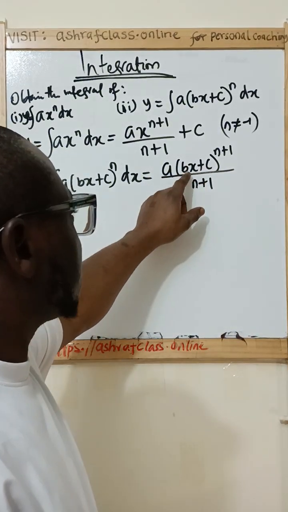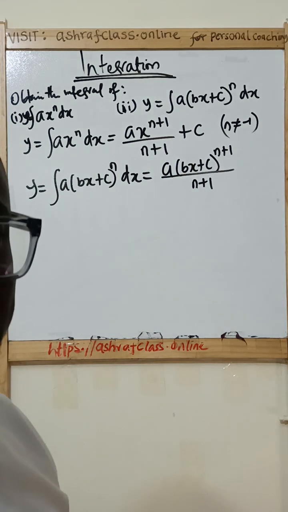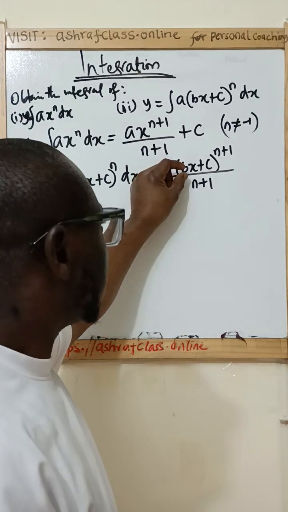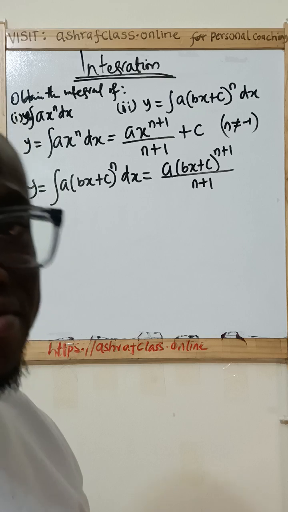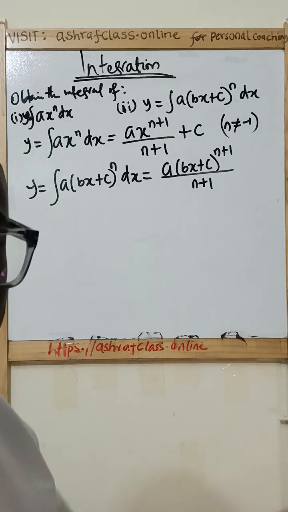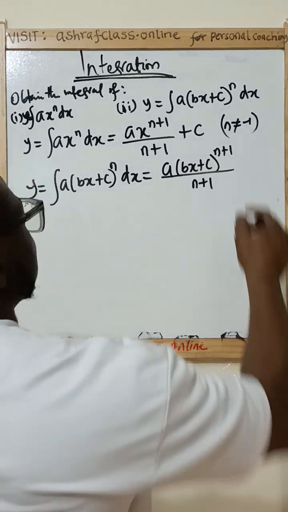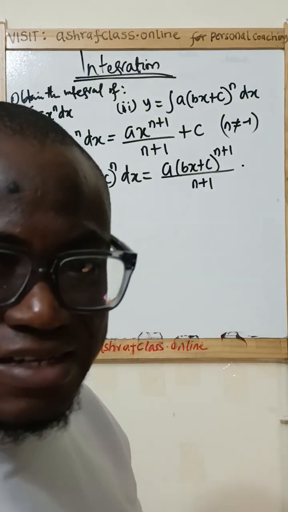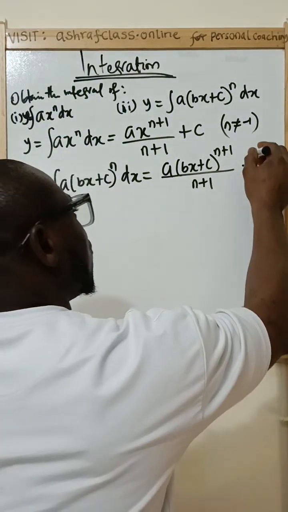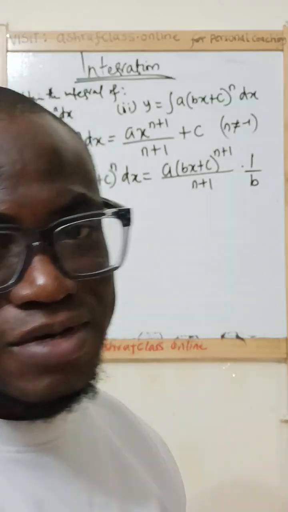When we differentiate this, we get this b as the coefficient, right? Now in differentiation, normally we multiply by that factor. But in integration, what we normally do is to divide. So this is going to be the inverse of the coefficient of x, which is inside the brackets. So it's going to be 1 all over b. That's going to be multiplied by it.